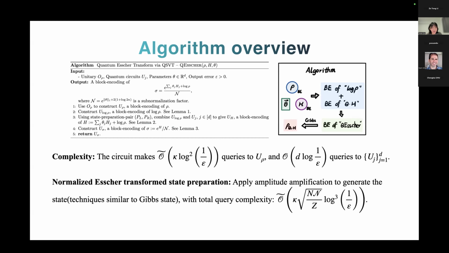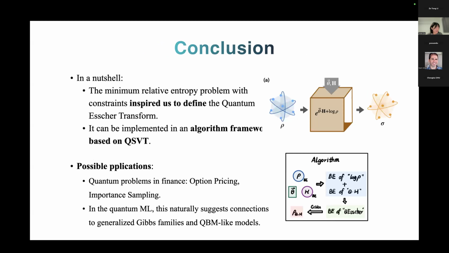We can also go further to prepare the normalized Esscher transform state, which is similar to the Gibbs state. Then we just need to apply an additional technique, which is amplitude amplification, to generate this state. Because I skipped some technical lemma explanations in this talk, it goes a bit short.